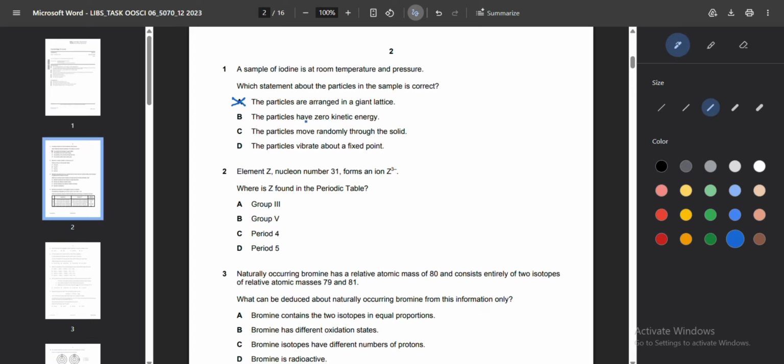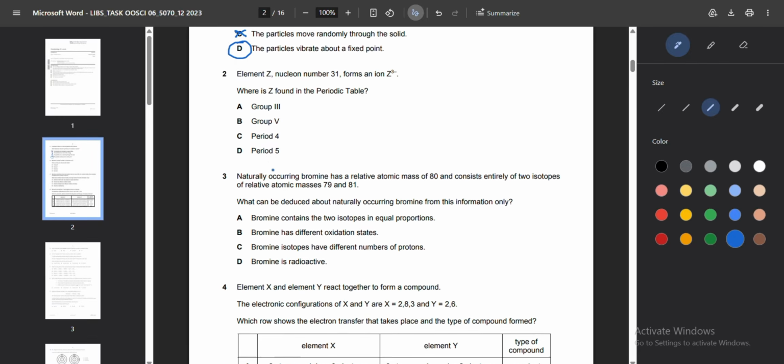Second, the particles have zero kinetic energy. That's also wrong because particles can never have zero kinetic energy. They are always in a state of motion. The particles move randomly through the solid. In a solid, the particles have an orderly arrangement, so they cannot move randomly. The particles vibrate about a fixed point. Yes, that is the correct option, that in a solid the particles vibrate at their fixed places.